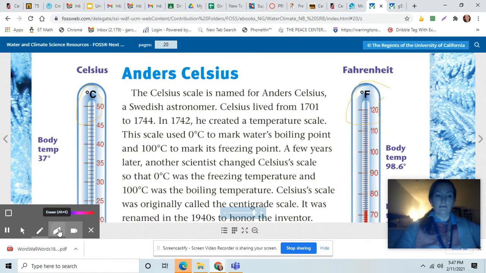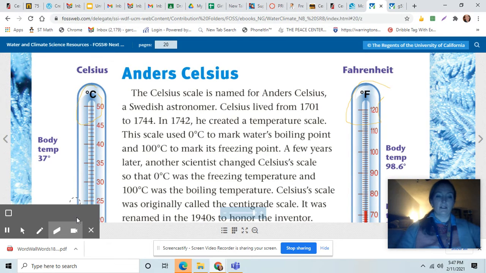Anders Celsius. The Celsius scale is named for Anders Celsius, a Swedish astronomer. Celsius lived from 1701 to 1744. In 1742, he created a temperature scale. This scale used 0 degrees Celsius to mark water's boiling point and 100 degrees Celsius to mark its freezing point.